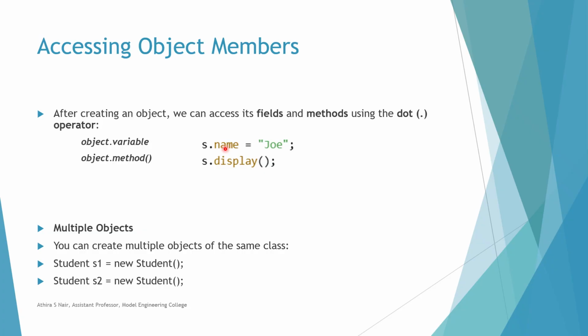The name is an instance variable here. Display is a method. The dot operator tells Java, go to this object and access this member. So without the object, instance members cannot be accessed. We can also create multiple objects of the same class. Here s1 and s2 are two objects of the same class Student.